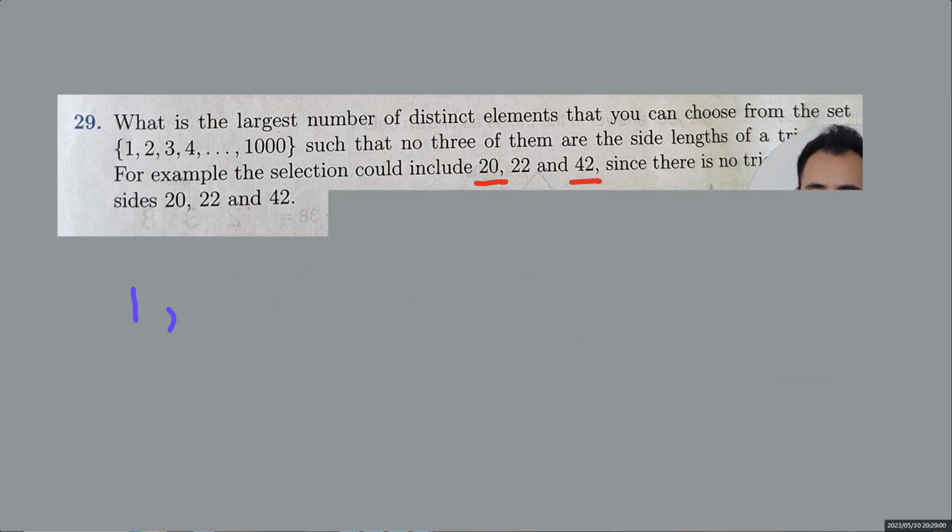1, 2, 3. Can we make a triangle with these? 3 is here. 1 would be exactly this part. 2 would be the other part. Not enough.